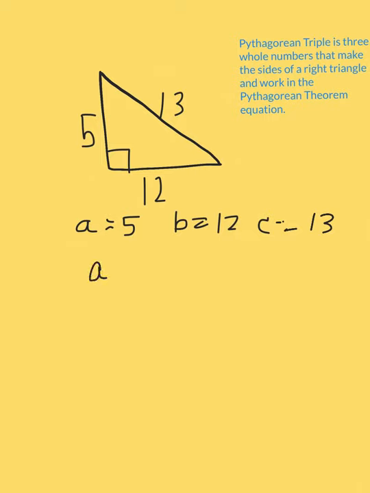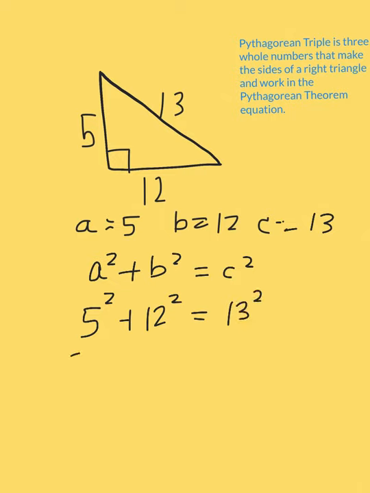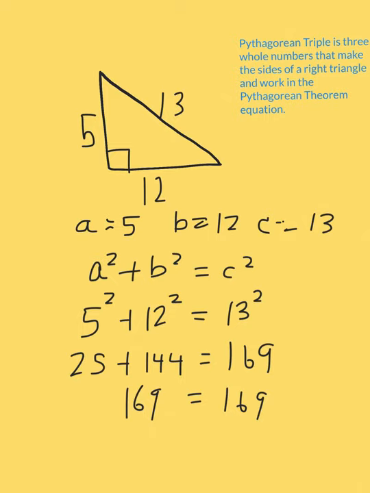So I can write down a squared plus b squared equals c squared. Put the numbers into the equation. A is 5, B is 12, C is 13. 5 squared is 25, 12 squared is 144, 13 squared is 169. 25 plus 144 is 169, equals 169. So again, these 3 numbers work in the Pythagorean theorem equation.